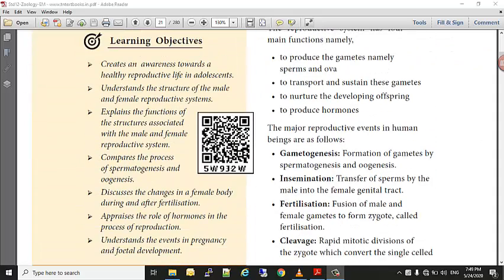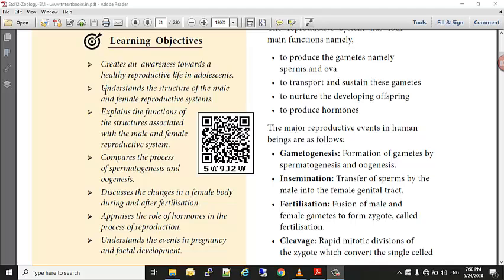Now at the end of this lesson, after studying all the topics given in the content of the textbook, what will you get, what are we going to achieve? So at the end of the lesson you will have an awareness towards a healthy reproductive life in adolescence. So you know what are the changes that take place in adolescence, and if you are aware of all these changes, then it would possibly lead to a healthy life. Is it clear? And that is why we study this lesson.